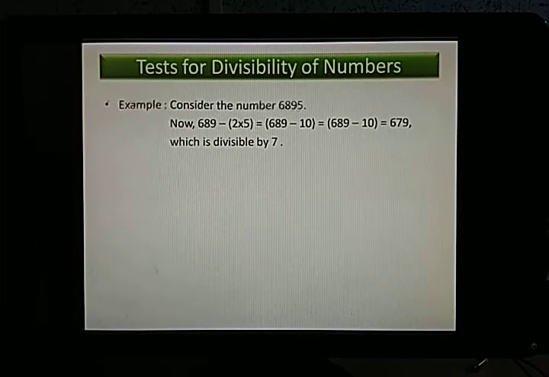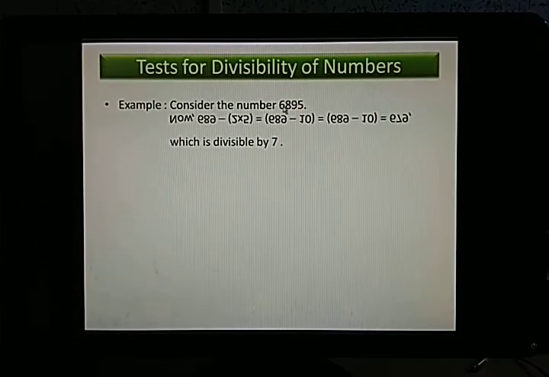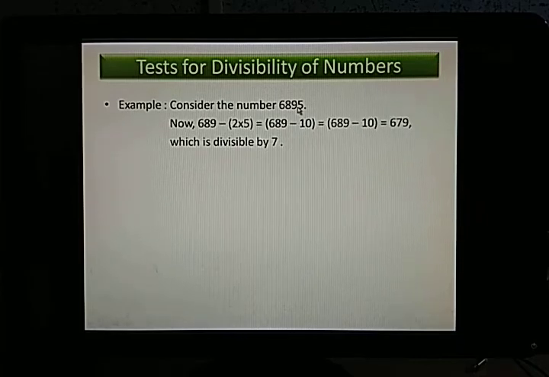So here is an example you can see. Say the number given is 6895. What we need to do first, according to step 1, is double this 5. It is in the unit place, or the ones place. So you have to double it. So it will become what? 10. So we cannot double it directly. We have to do it in this way.